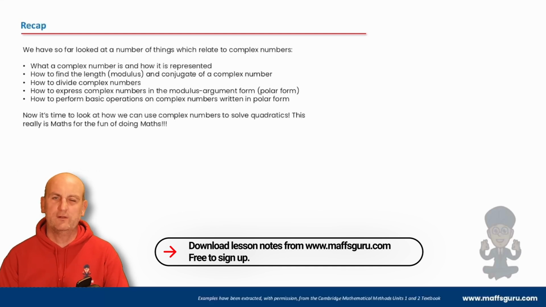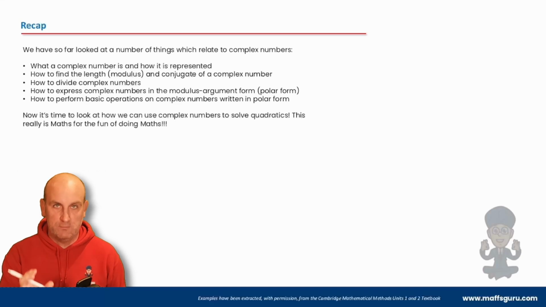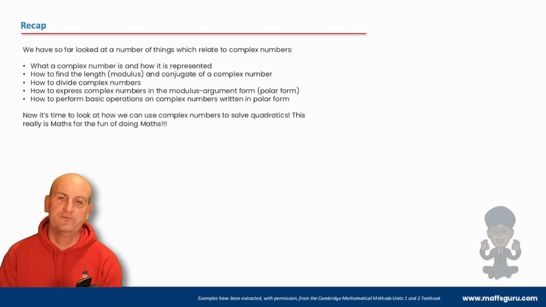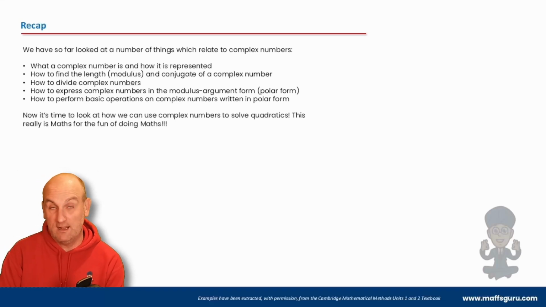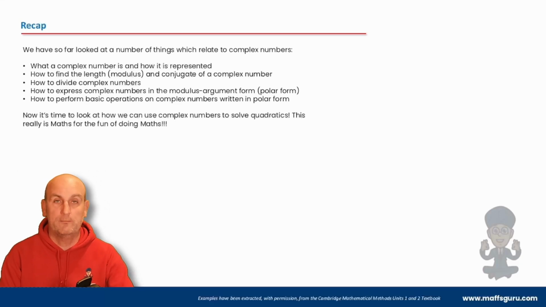Right, what have we looked at so far? What a complex number is and how it's represented. How to find the length, modulus and conjugate. How to divide complex numbers, put them in polar form and perform basic operations. Now, obviously, as the chapter has gone on, we are going to get more and more complicated. And thank you so much to Cambridge for allowing me to use your examples.